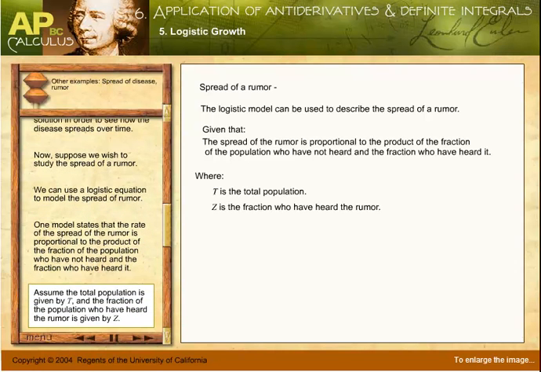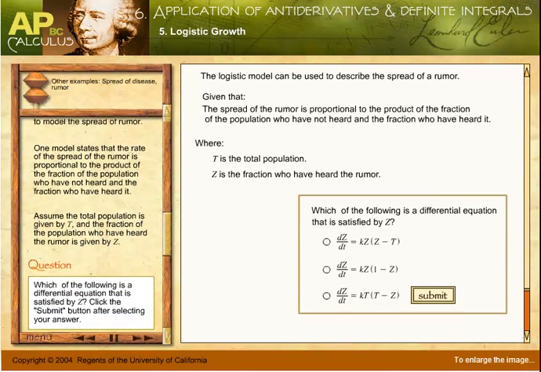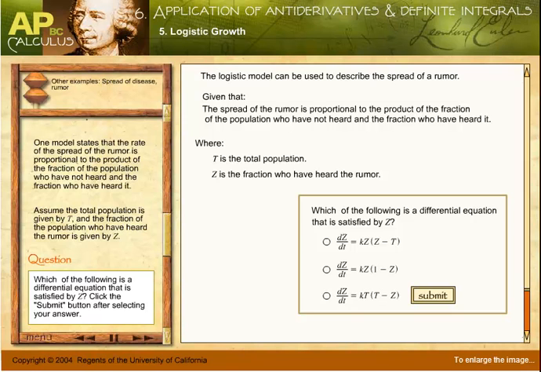Assume the total population is given by T, and the fraction of the population who have heard the rumor is given by Z. Which of the following is a differential equation that is satisfied by Z? Click the Submit button after selecting your answer.